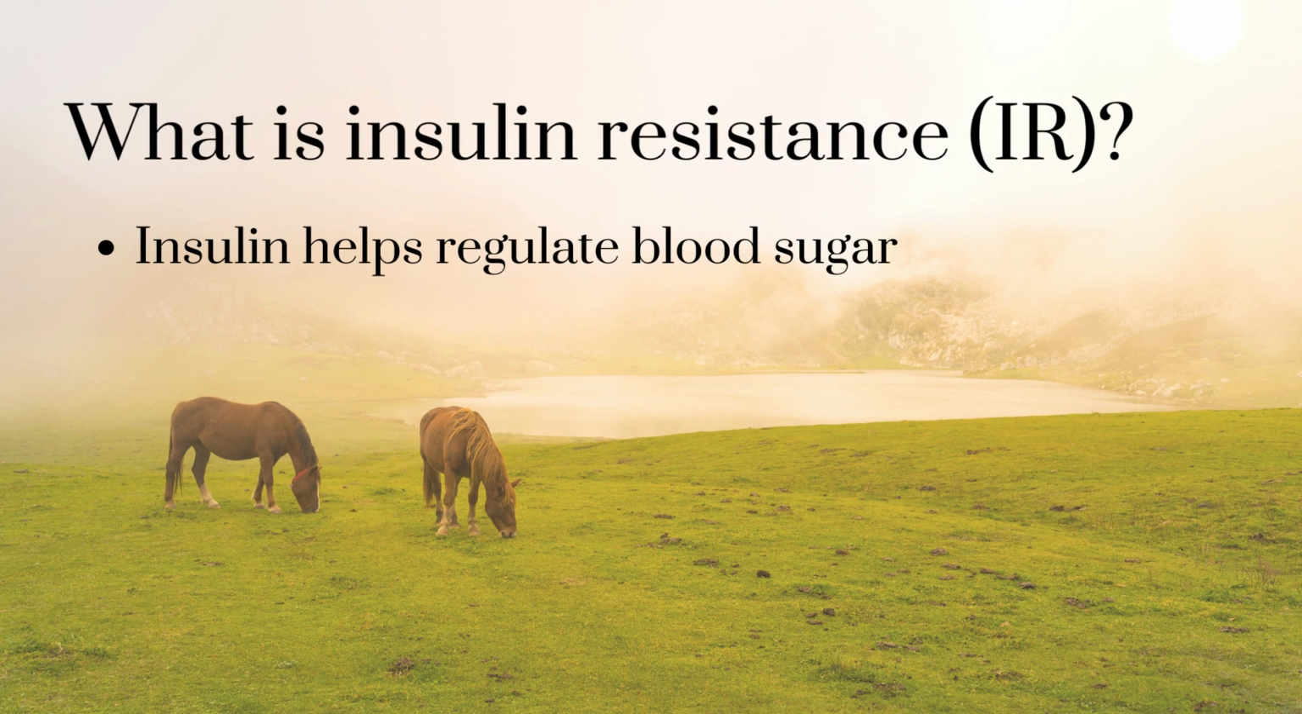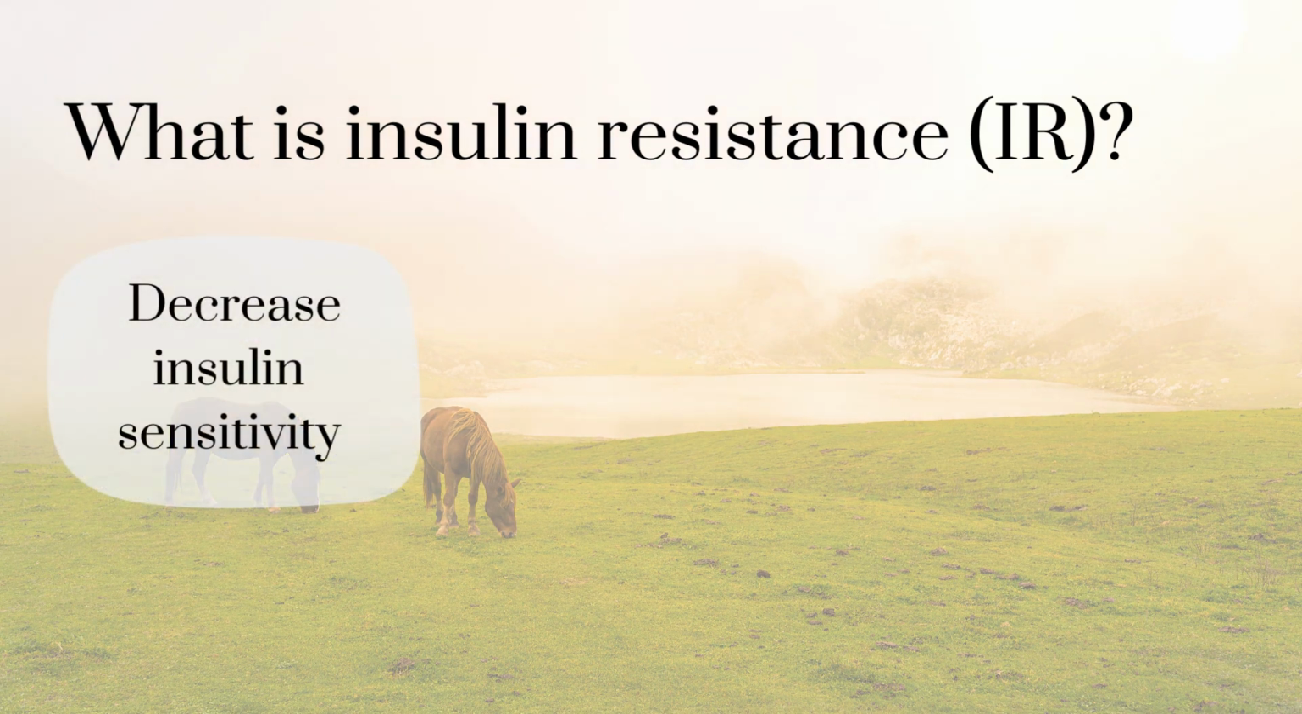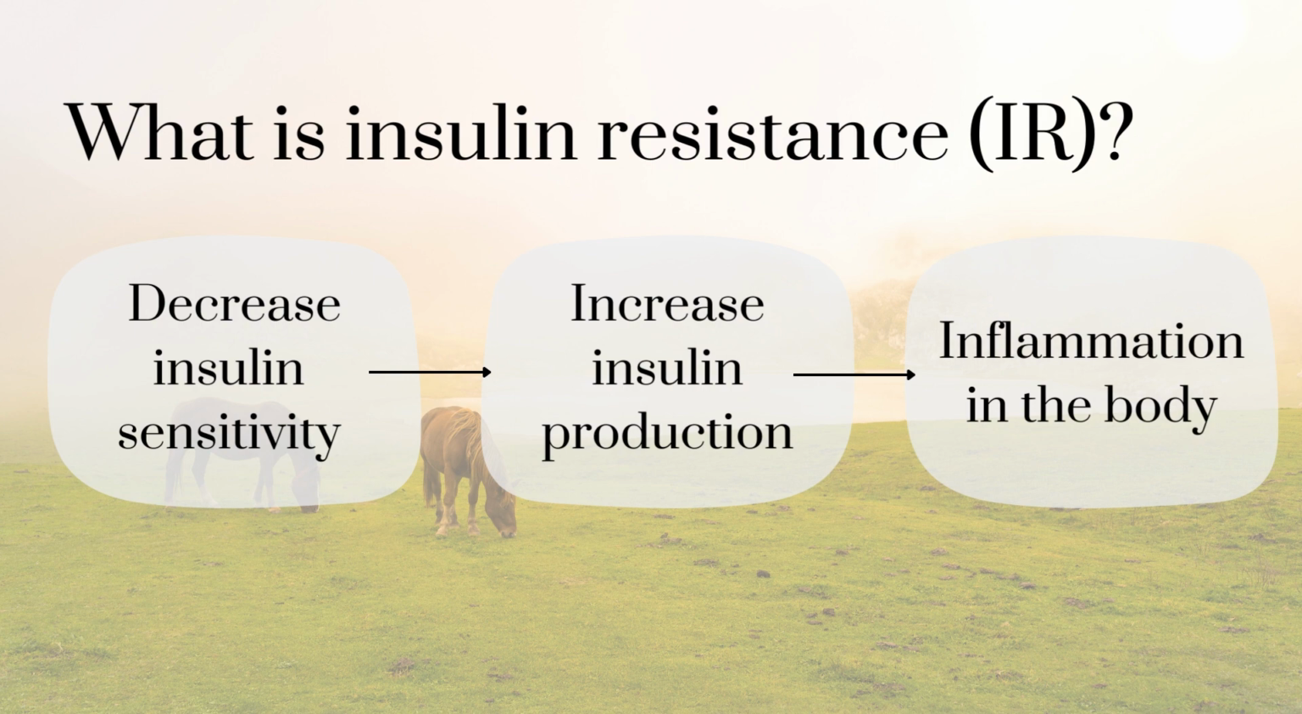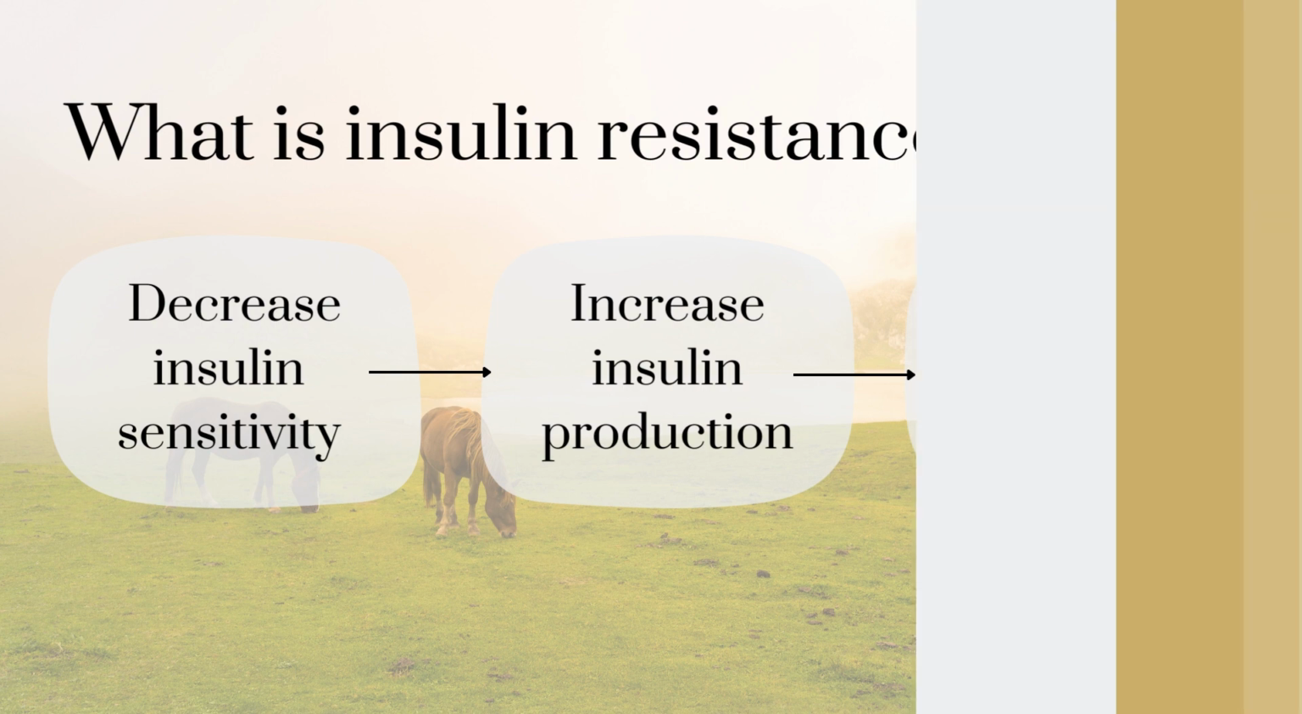Insulin is a hormone that is created by the horse's body to help regulate blood sugar. Insulin resistance is when the horse becomes less sensitive to insulin and the body has trouble regulating its blood sugar levels, causing sugar to accumulate in the body. This causes the body to produce even more insulin because the body is trying to get rid of the sugar in the blood and thinks there is not enough insulin to do so. This causes inflammation within the body. Insulin resistance in horses is similar to type 2 diabetes in humans.